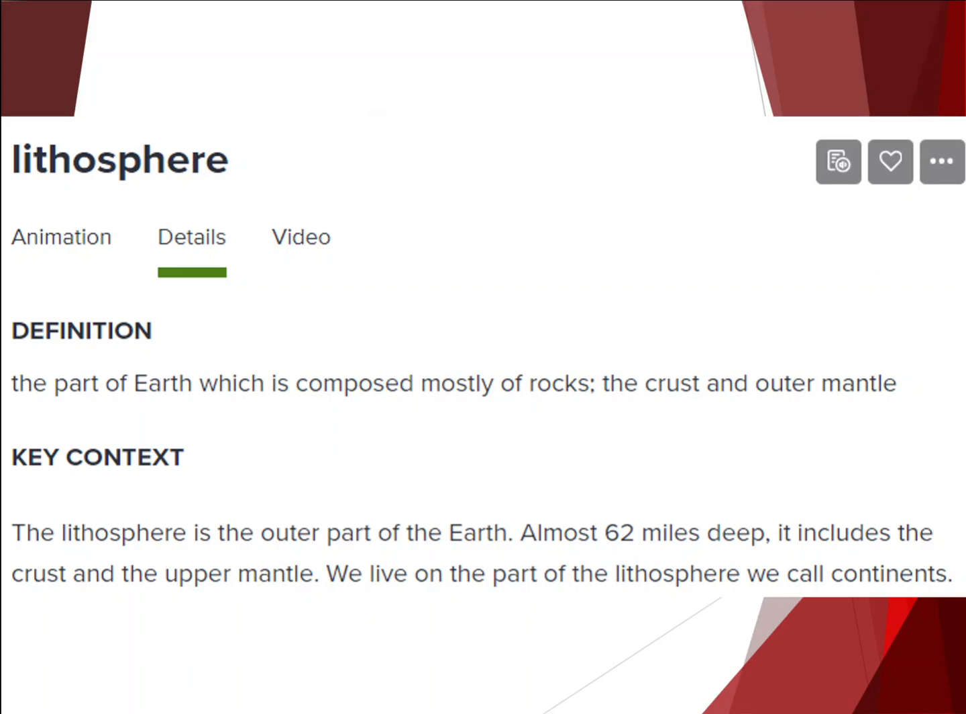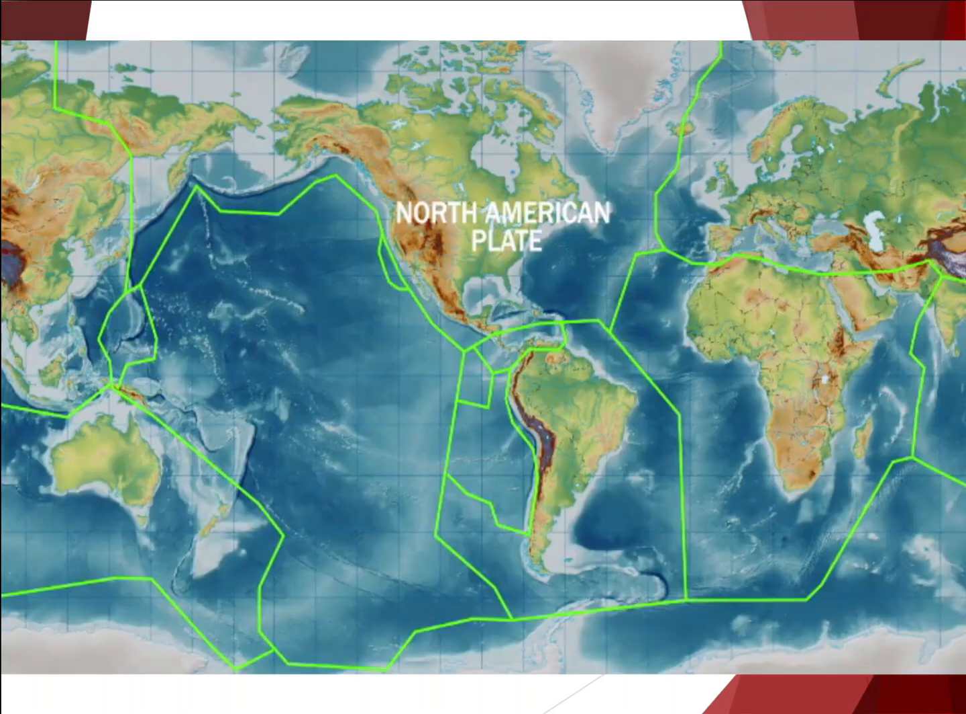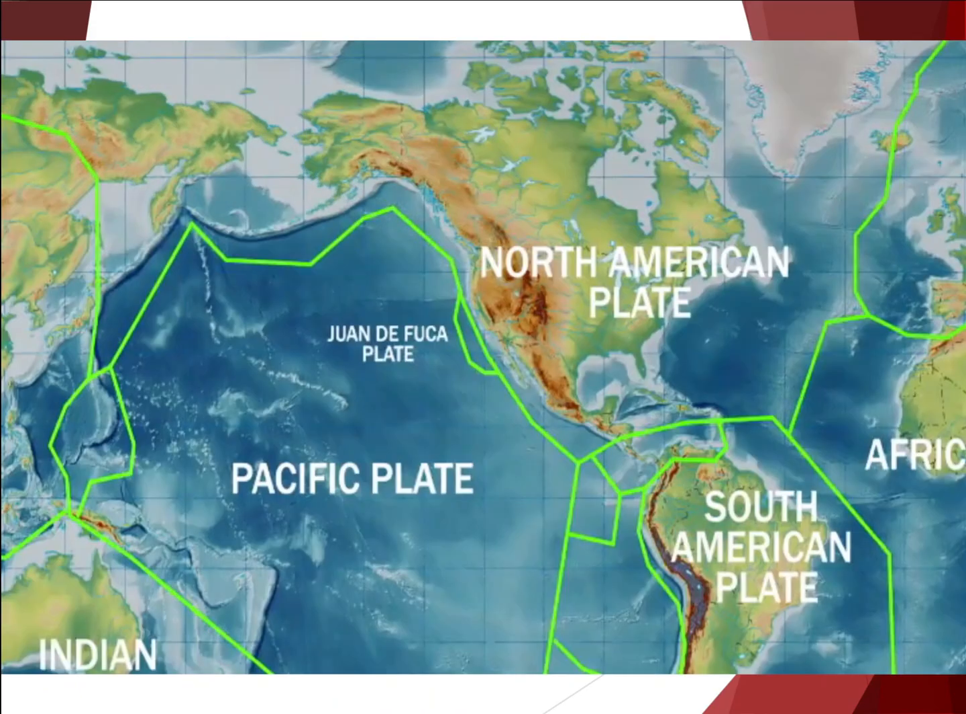The outermost surface of the Earth is covered with a rigid shell called the lithosphere. The lithosphere is made up of the crust and the upper mantle, which is broken up into about 30 tectonic plates. 7 of these are major plates: the North American, South American, Eurasian, African, Indian, Pacific, and Antarctic plates. The others are smaller, like the Juan de Fuca plate in the northwestern United States.